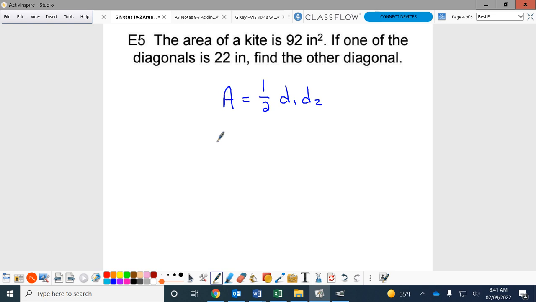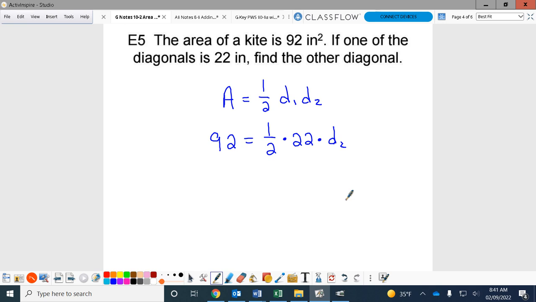92 equals 1/2 times, what's one of the diagonals? 22. And what's the other diagonal? It could be anything you want. I'm going to keep it as diagonal 2, but you can keep it any variable you want. It doesn't matter. I tend to keep it whatever it's called in the formula, but it doesn't matter.